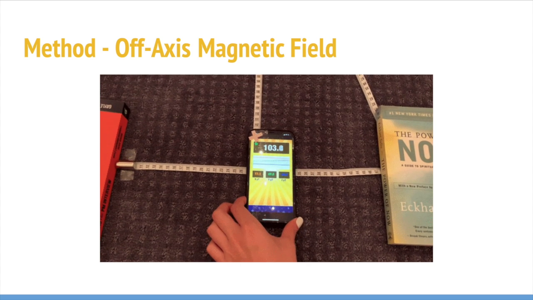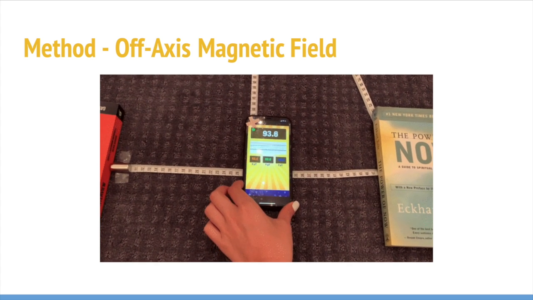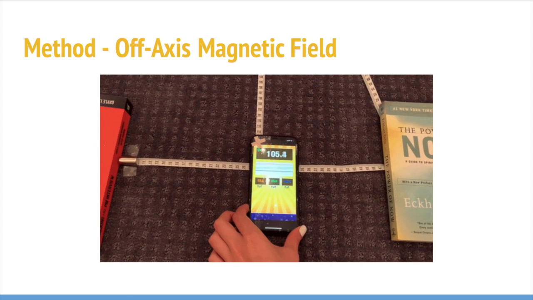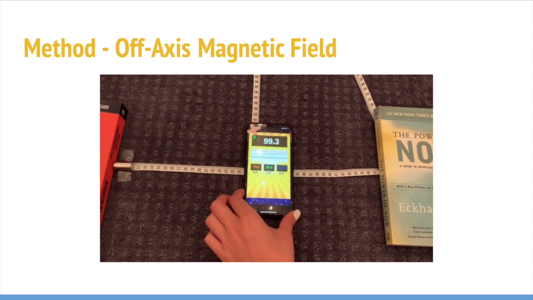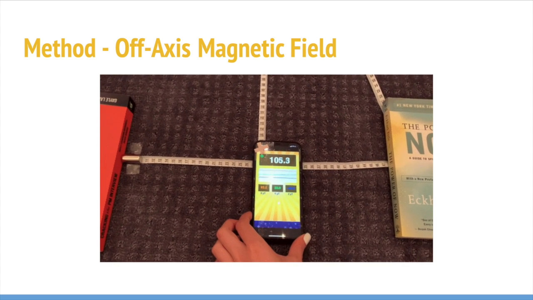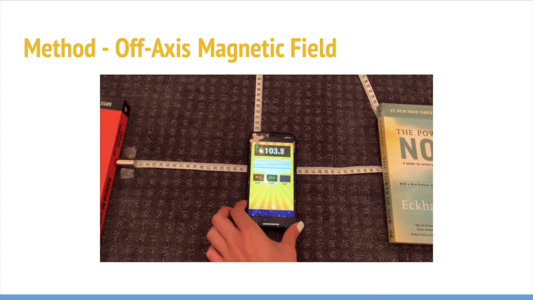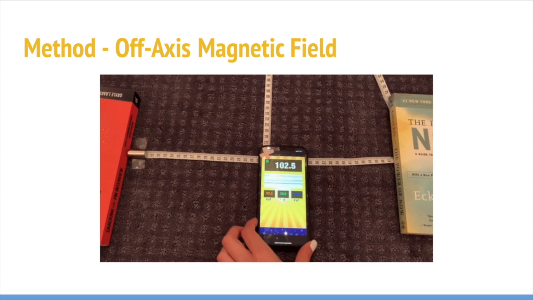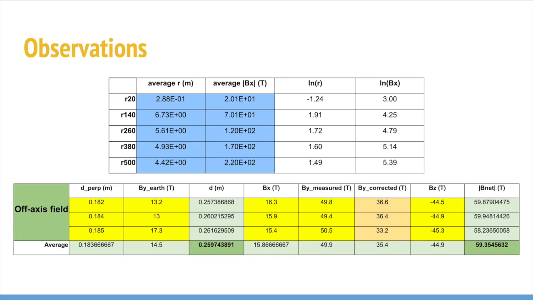After that, you will find the off-axis magnetic field, and you will do this by taking a D perpendicular of a certain value and putting the phone exactly at a 45-degree angle away from the magnet and recording the magnetic field at that point. So these are the observations from the lab.